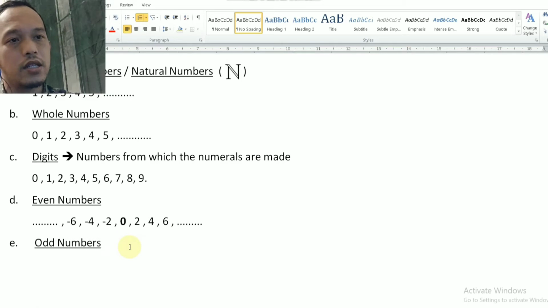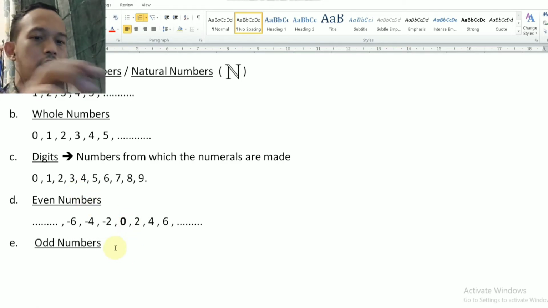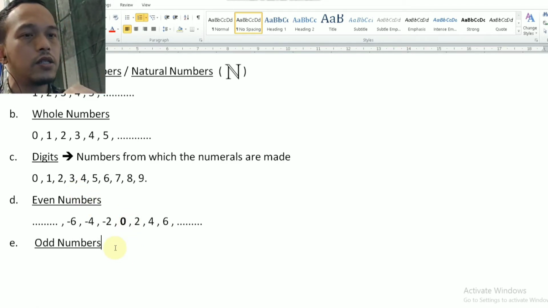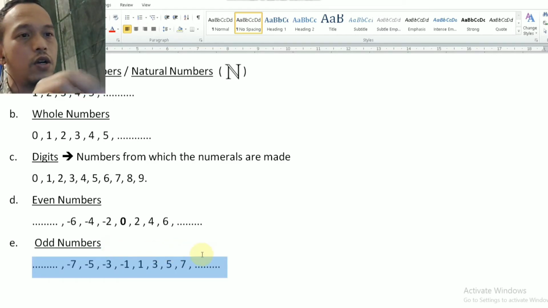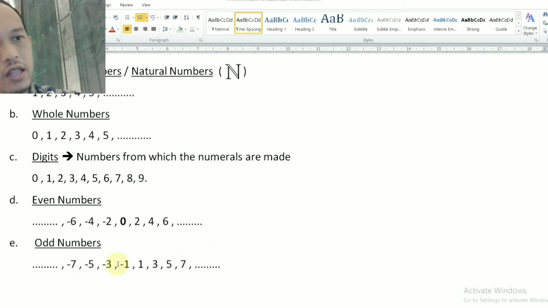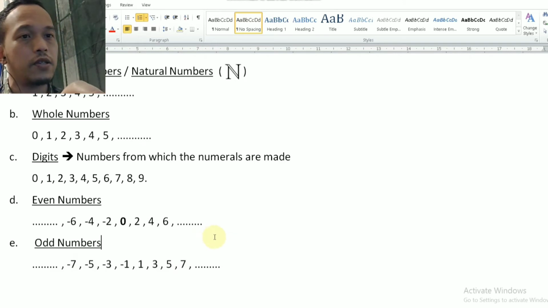Odd numbers are the opposite of even numbers, so they are not divisible by 2, but they are still integers. Be careful, we don't include fractions or decimals for even numbers or odd numbers. Both negative or positive, as long as it is an integer and not divisible by 2, you have odd numbers. -7, -5, and so forth. You can see the examples here.